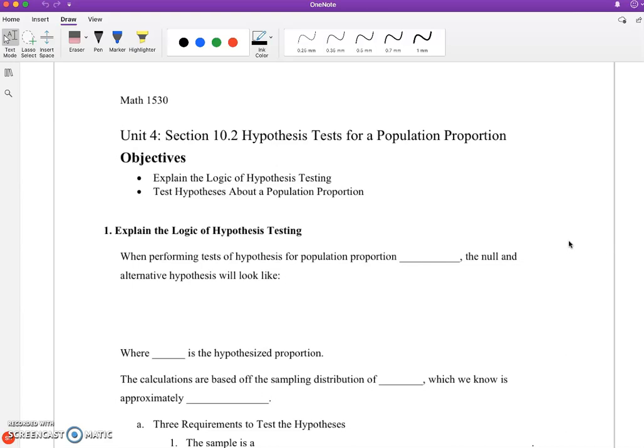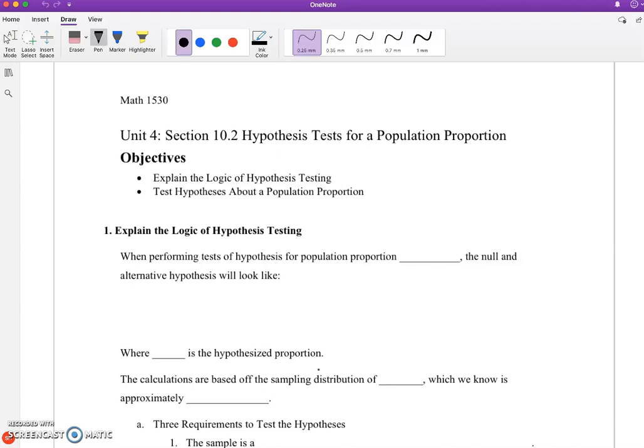In section 10.1, we talked about how we create our initial hypotheses, the null hypothesis and the alternative hypothesis, H1, and how we write our conclusions. Now let's talk about how we actually conduct a hypothesis test for a population proportion.